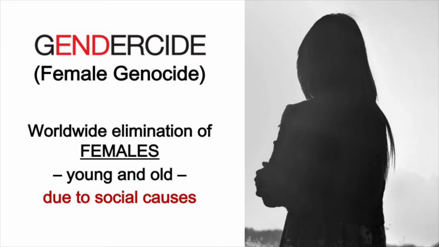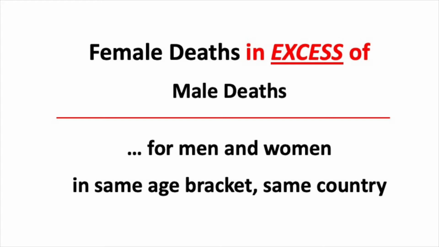What is Gendercide? Gendercide is the elimination around the world of females from very young to very old due to social causes, to human man-made causes, not to natural causes. Obviously, it's very preventable. Human cause, human solution. Whenever we're talking about gendercide, we're always talking about excess female deaths. Gendercide is a measure of female deaths in excess of male deaths, age bracket by age bracket, for men and women living in the same country. In short, it's the summation of excess female mortality across all the countries in the world.